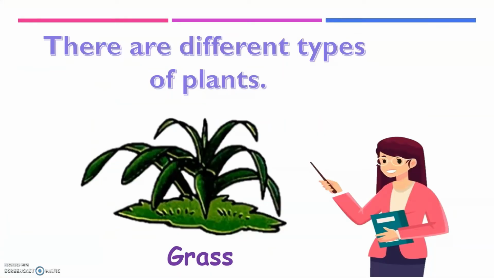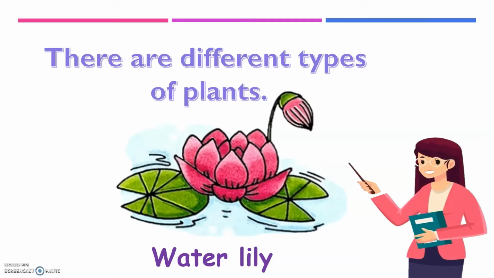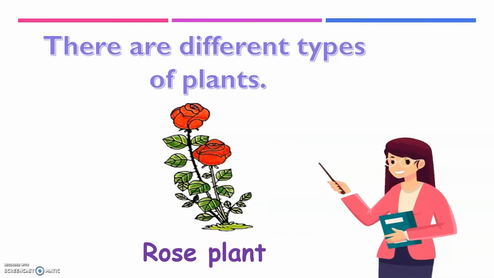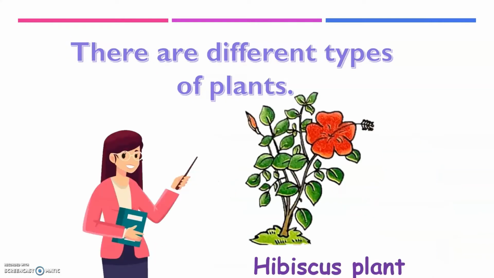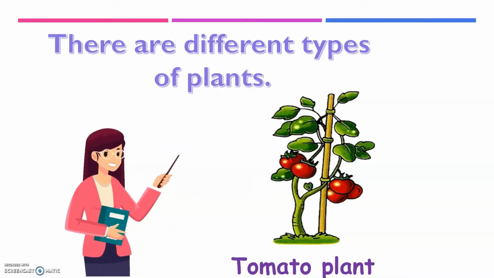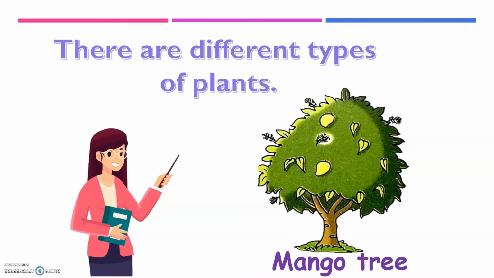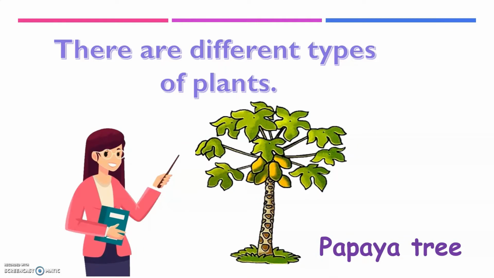There are different types of plants, like grass, water lily, rose plant, hibiscus plant, tomato plant, mango tree, and papaya tree.